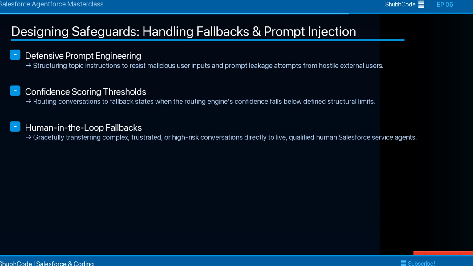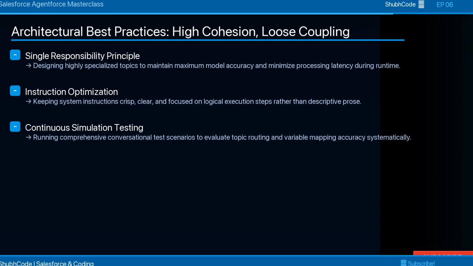To close out this masterclass session, let's establish the golden rules of enterprise agent design. Always design your topics with high cohesion and loose coupling. Each topic should do exactly one thing exceptionally well, like managing a reservation or updating billing details. Avoid building massive, super topics that try to handle everything, as this degrades model reasoning and increases latency. Keep your instructions concise, use structured lists, and continuously run regression tests in the Agentforce simulator. By adhering to these strict architectural patterns, you will build highly scalable, fast, and remarkably reliable autonomous agents.